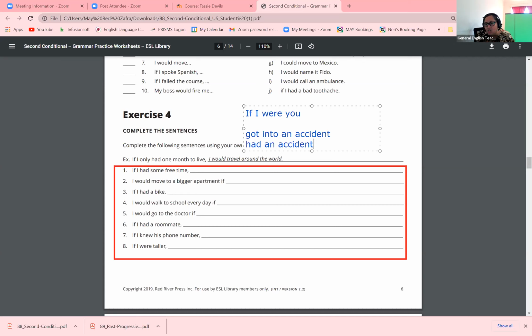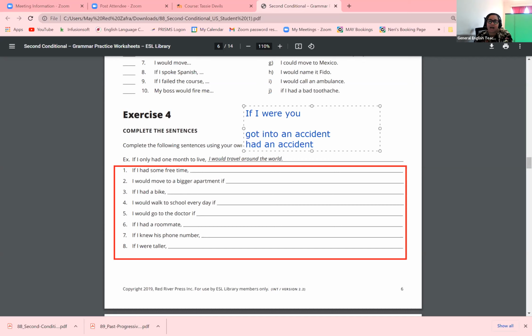If I had some free time, I would study English more. Correct. I would go to the doctor. So you can't use if and when because they are both used for complex sentences. So you can't use them together, Ben. And today we are learning if. So don't use when. Yeah. So I would go to the doctor if I was sick.